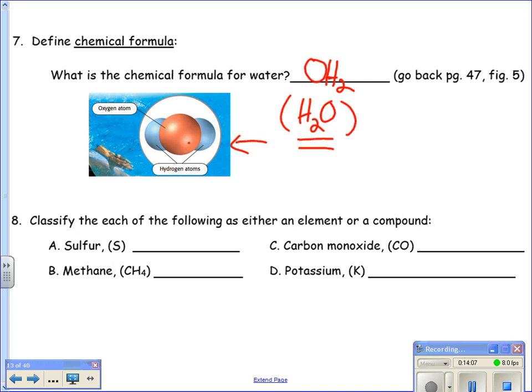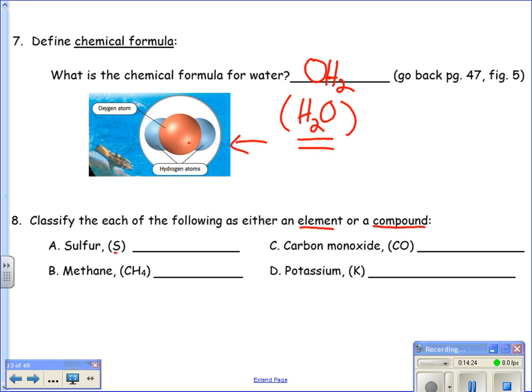Oh, we start to get into something called hydroxyls. But don't worry about the order right now, we'll be going over that in more detail later. So let's identify the following as either an element or a compound.